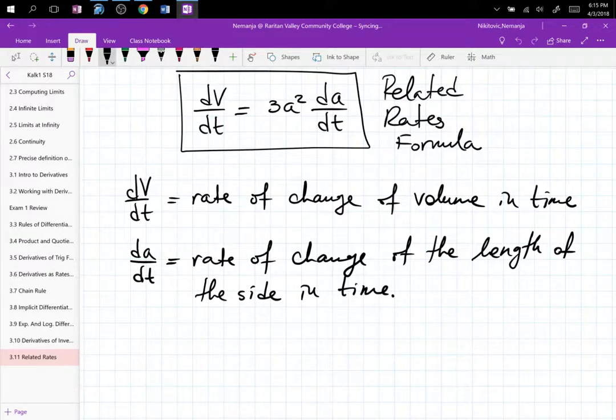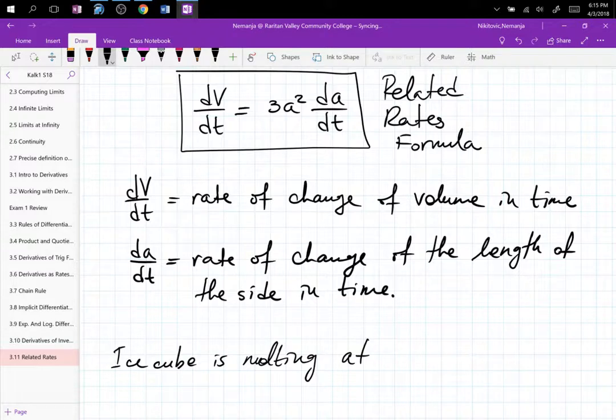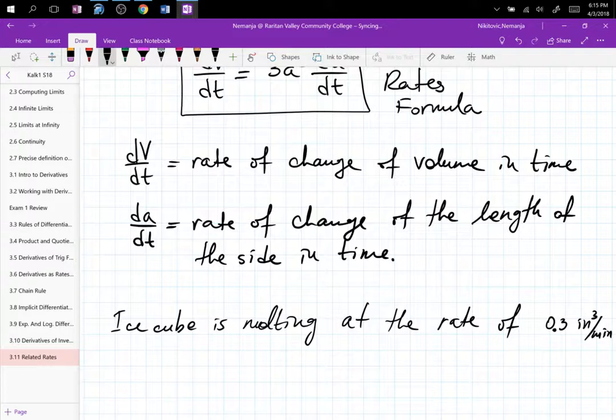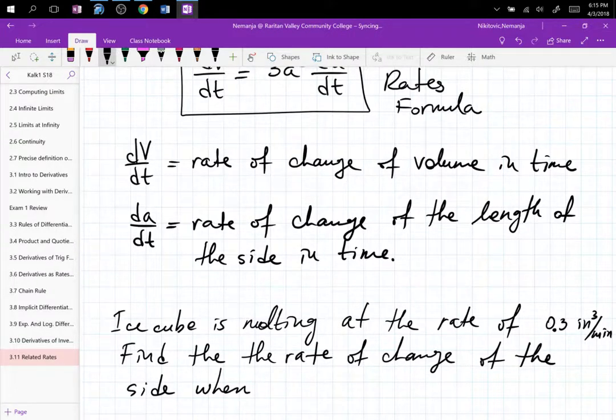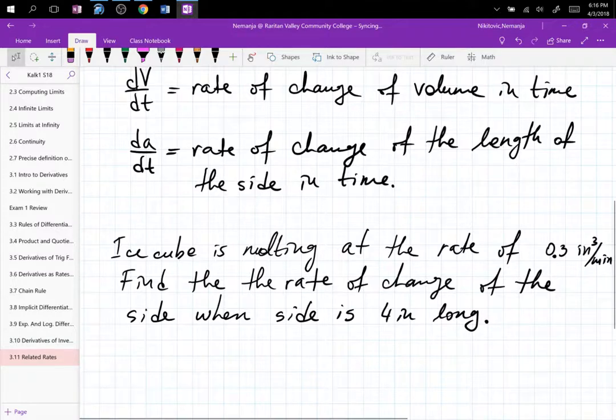So let's say that the problem says that the ice cube is melting at the rate of 0.3 cubic inches per minute. Find the rate of change of the side when the side is 4 inches long. So this would be the problem.